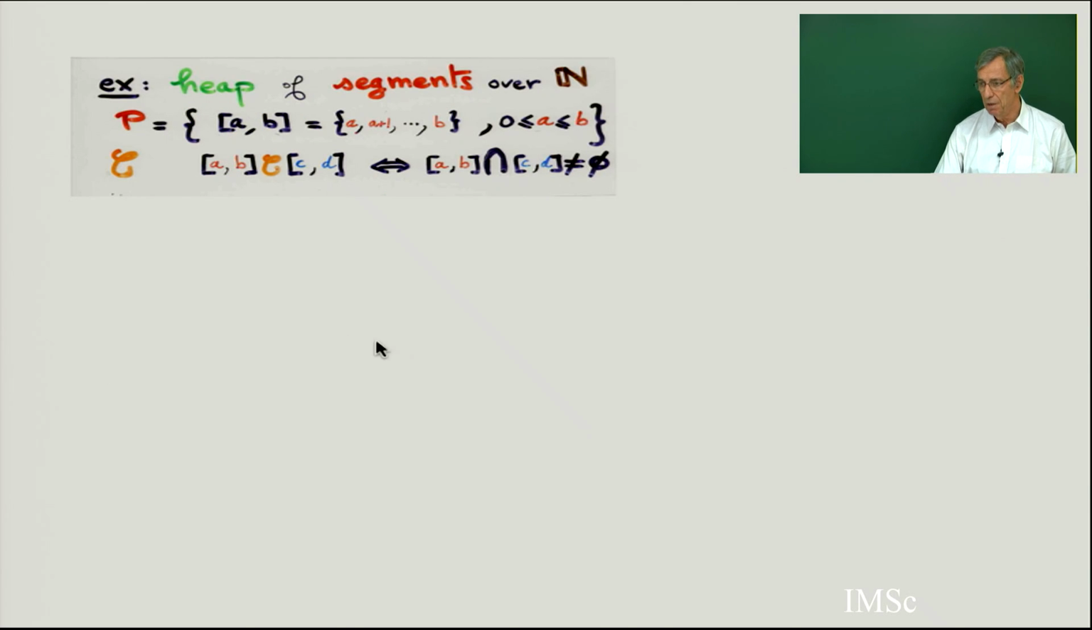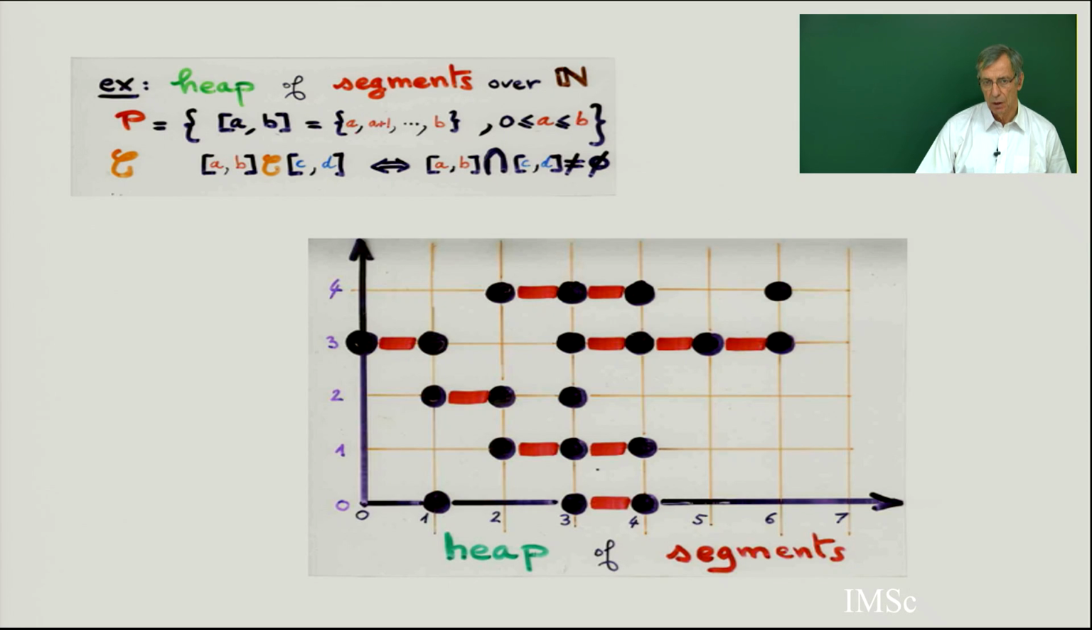So, first example: a heap of segments on the integers. The basic pieces are all the segments [a,b], which means all the integers between a and b, including a and b. And the dependency relation: two segments are dependent if and only if they have a non-empty intersection. So here is an example of a heap of segments.